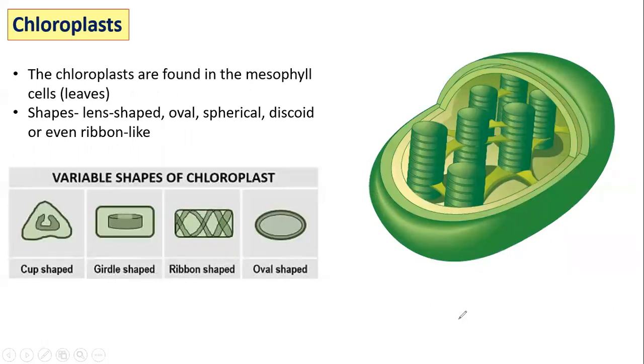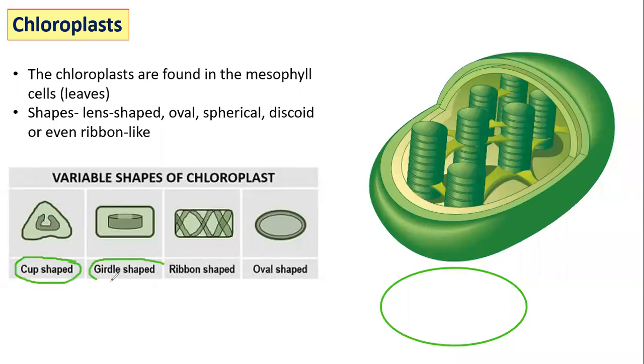Whatever diagram we draw, we'll draw the chloroplast in an oval shape. Am I right? Yes. But chloroplast does not occur only in an oval shape; it can occur in a variety of shapes. For example, the chloroplast can be cup shaped in certain organisms, girdle shaped, ribbon shaped, or oval shaped as well.